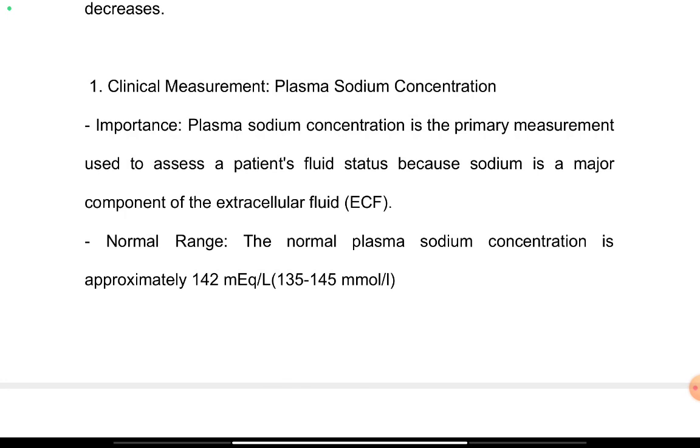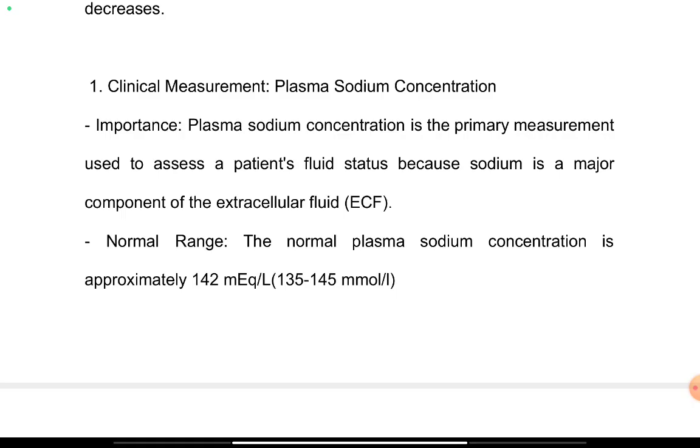So now let's talk about electrolyte imbalance. As I've said, the major contributors in the extracellular fluid are sodium and chloride, and sodium contributes more to the osmolarity. Sodium is an osmotically active solute. It helps to draw in water. So any imbalance in sodium is very crucial for osmosis and fluid balance in the body.